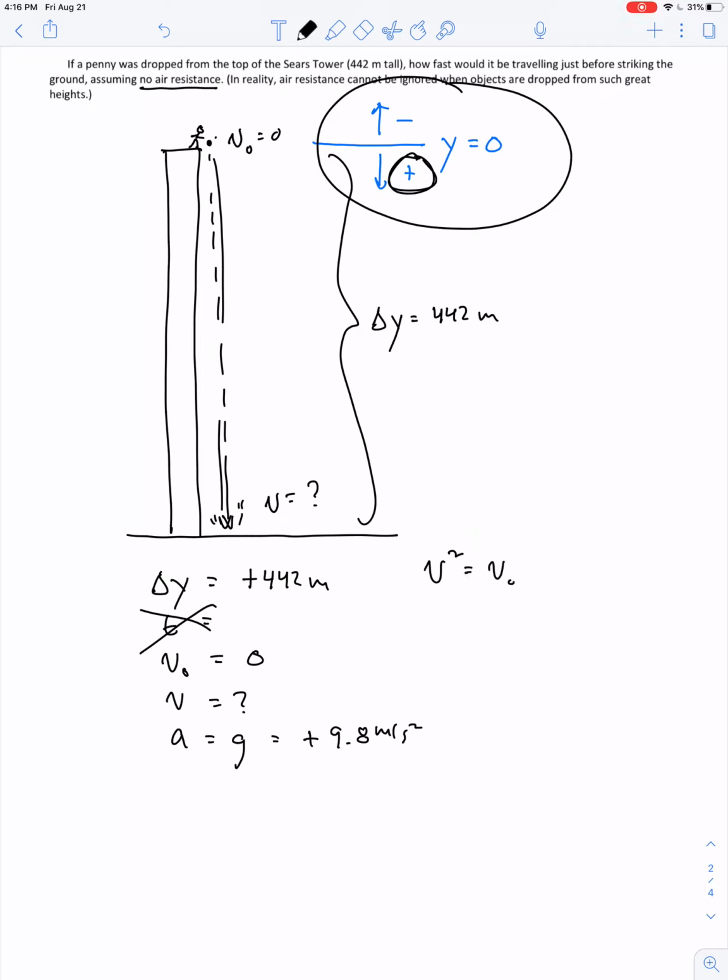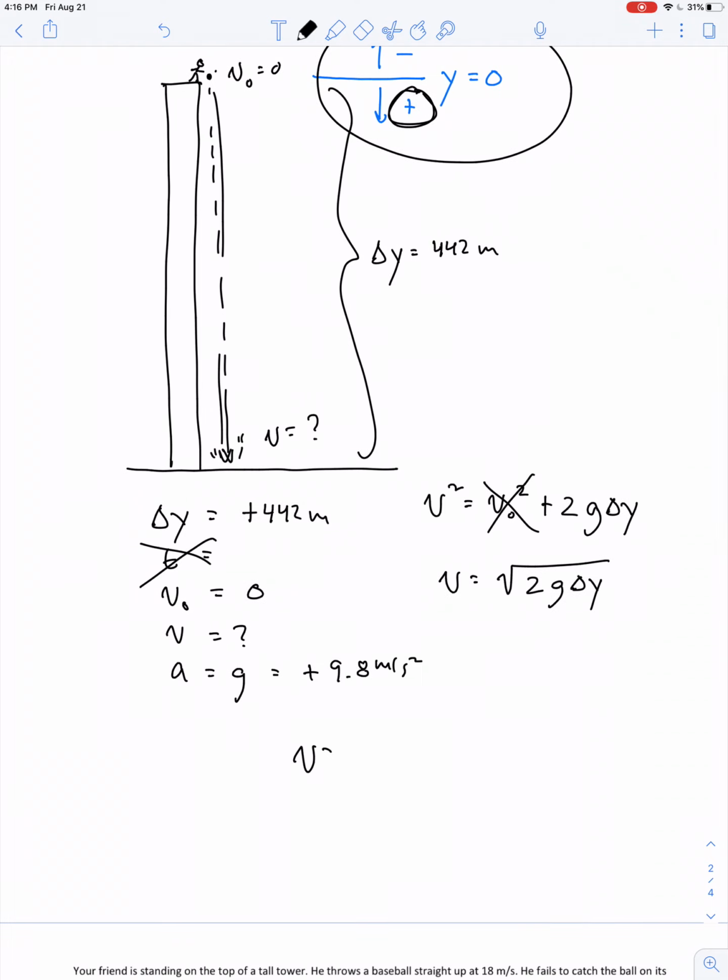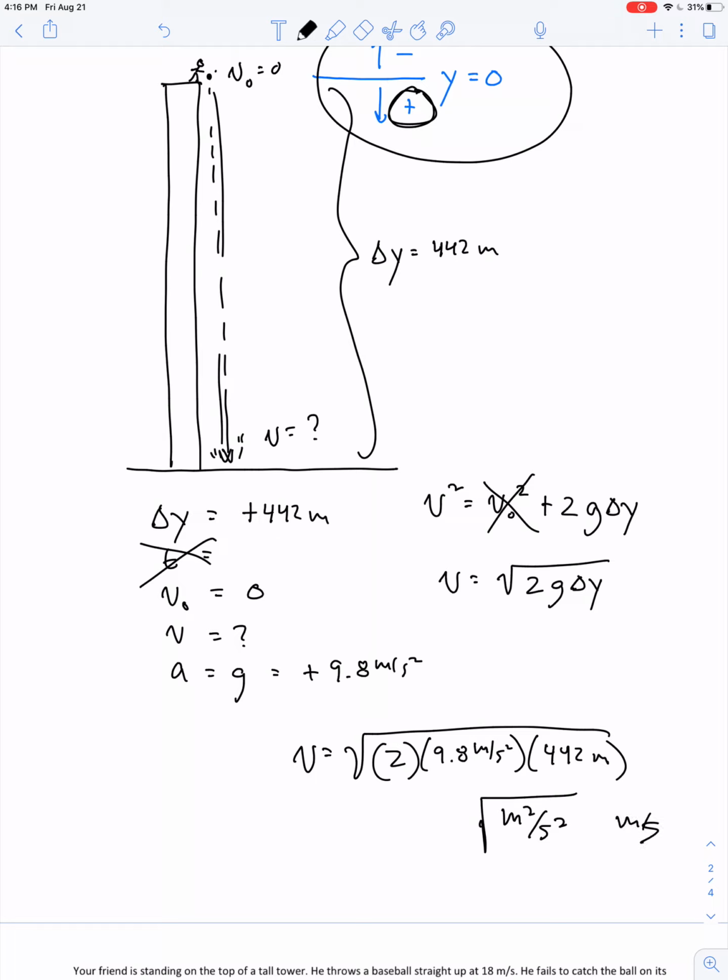V squared equals V initial squared plus 2g delta y. The initial velocity is 0, so final velocity is the square root of 2g delta y. So here our final velocity is the square root of 2 times 9.8 meters per second squared times 442 meters. Look at the units. You have meters squared per second squared, but we're taking the square root. This is all good. Dimensionally, things are working out.